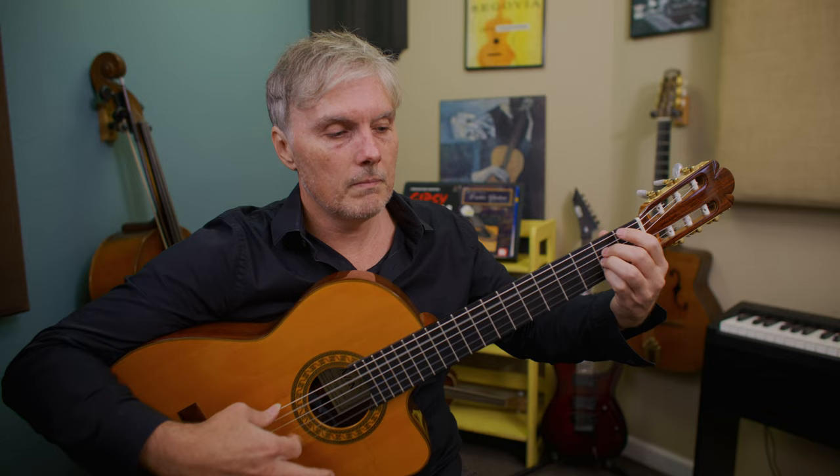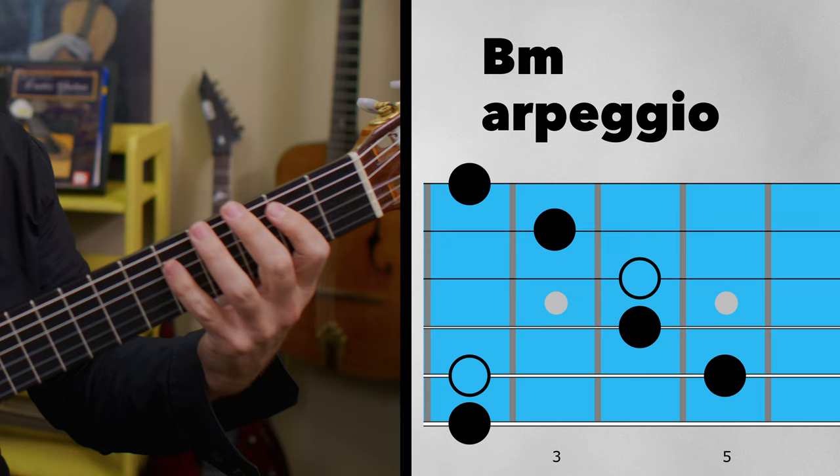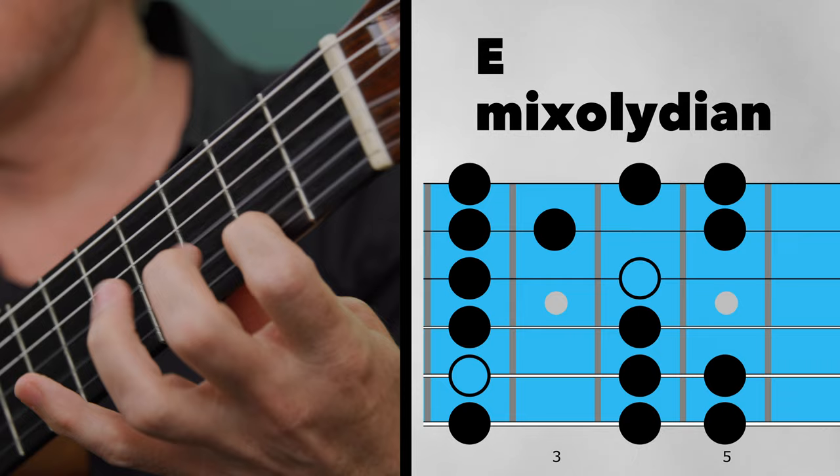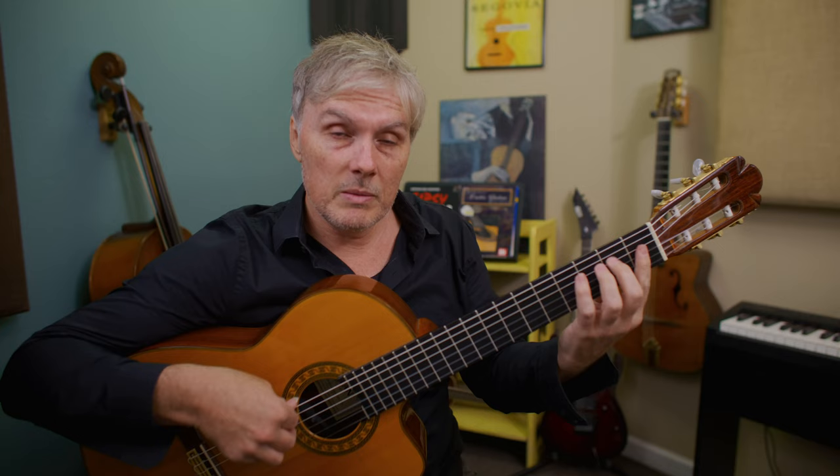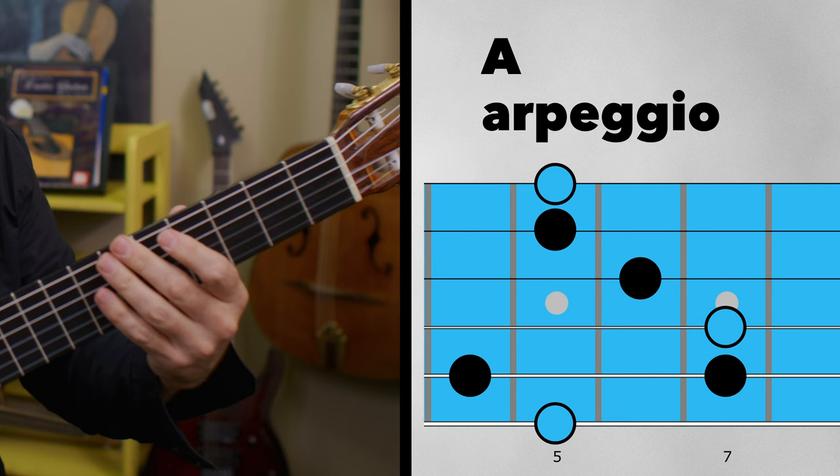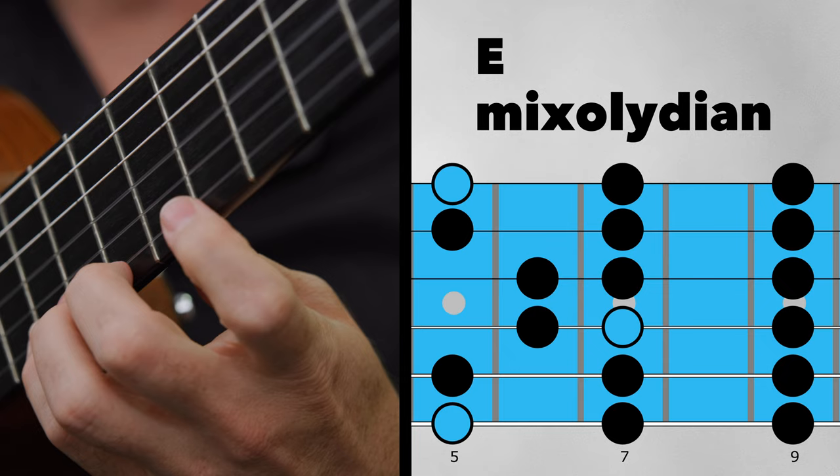So over the B minor chord, you can play a B minor arpeggio, but the scale would be A major, or to be more specific, E Mixolydian. Here's our A chord. We can play an A major arpeggio. And you're gonna see those highlighted on the screen. The underlying notes of the scale, though, would be.